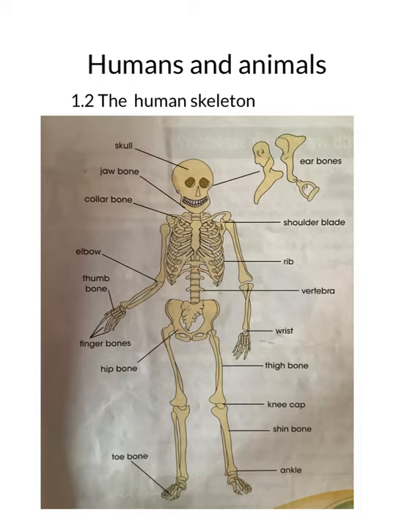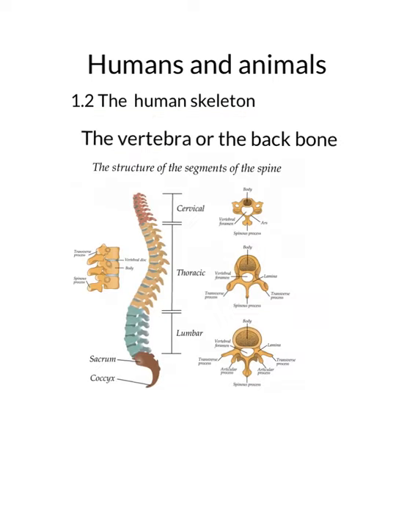We can see different kinds of bones in our body, like the long bones in our arms and legs, flat bones in our skull and hip, irregular bones in our vertebral column and fingers. Let us now look in detail about all these bones. First, let us look at the vertebral column.